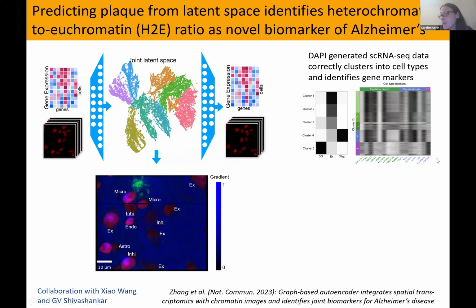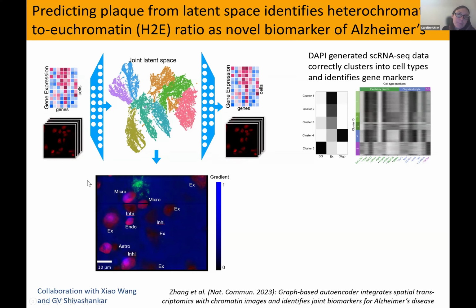You actually find the correct marker genes just based on translating from DAPI staining or Hoechst staining to single cell RNA-seq. So that's as much information as is actually contained in DAPI or Hoechst. Literally you have enough information to get all the cell types out, to get all the marker genes out, just based on these very cheap images.